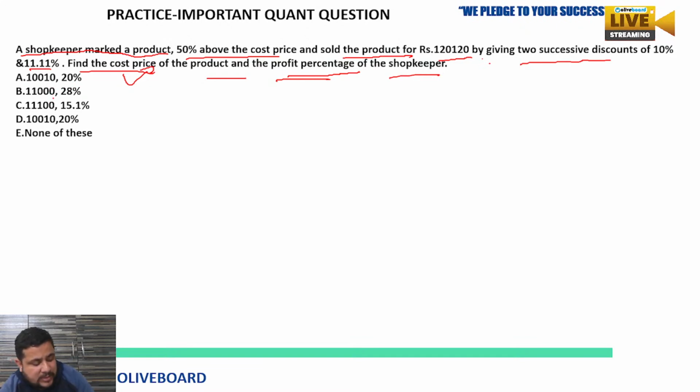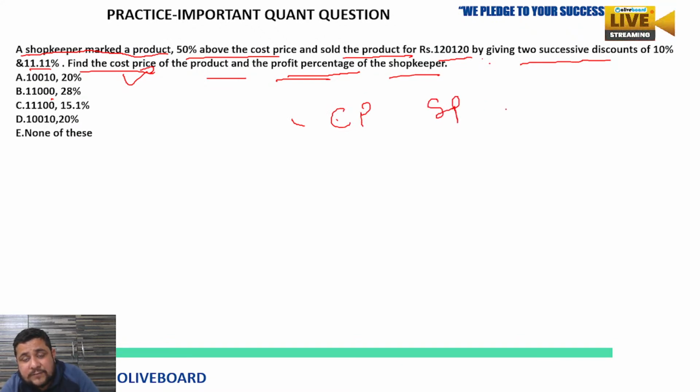So first of all, you must have an idea about profit and loss, then only you can solve this. Clear to all of you? Okay. So see, in this question, a shopkeeper marks the product. So he's marking a product. First of all, you must have an idea about the marking, cost price and selling price. So I'll give you some idea.